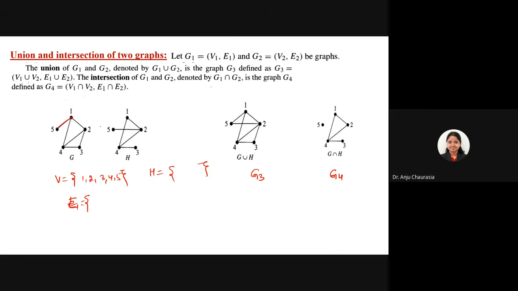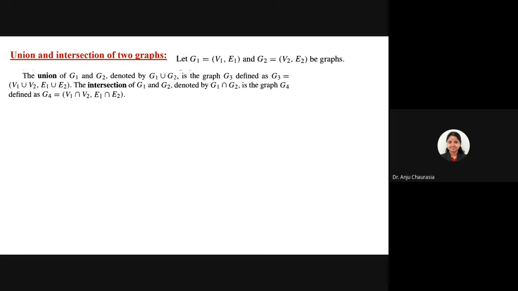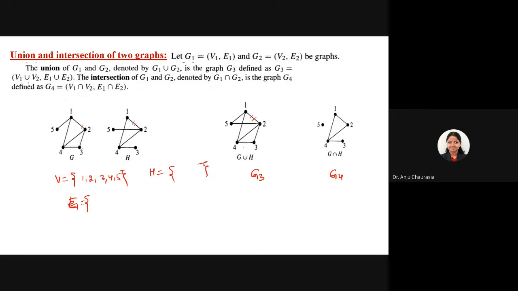1, 2 is present here and here, common, so you have to take it. You have to take the common things, but you have to take the other things also. If you see 2, 4 is here, you have to take 2, 4. If you see here 4, 3 is connected, you have to see. Nothing you have to leave out here. Everything you have to consider. So whatever in G1, whatever in G2, you have to consider for G1 union G2.